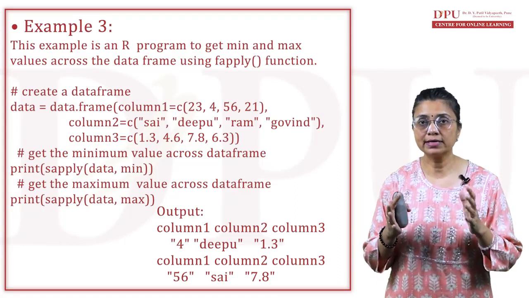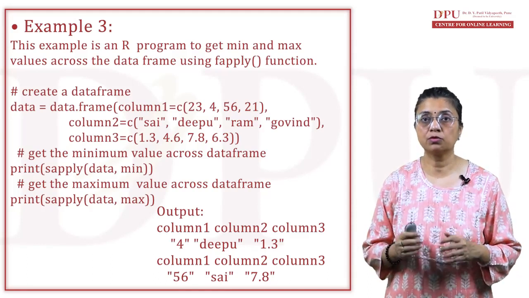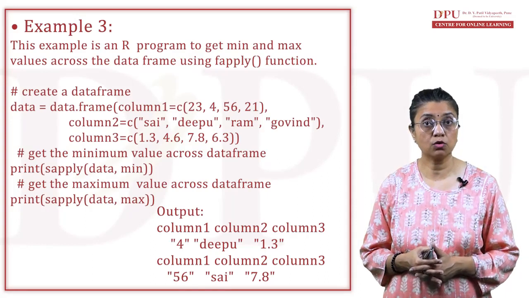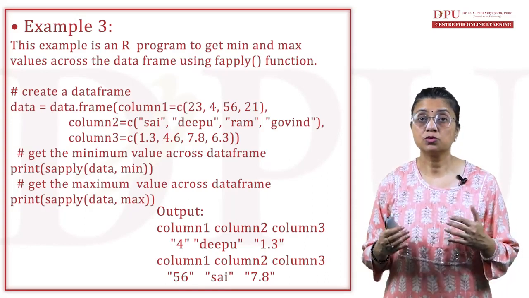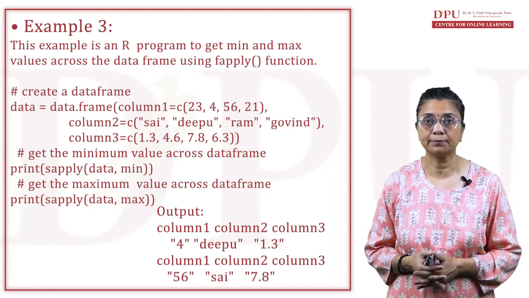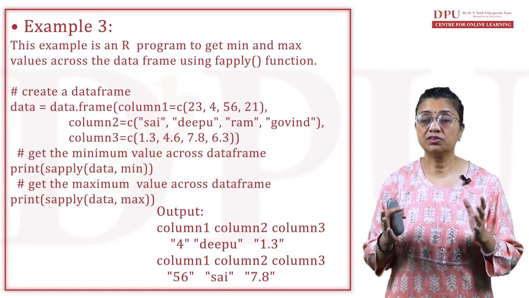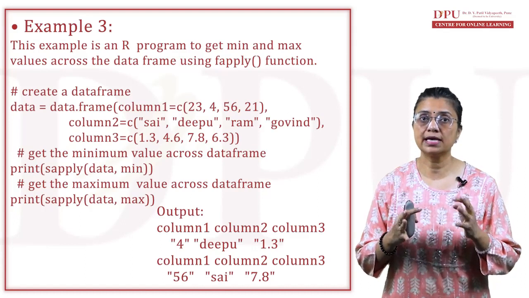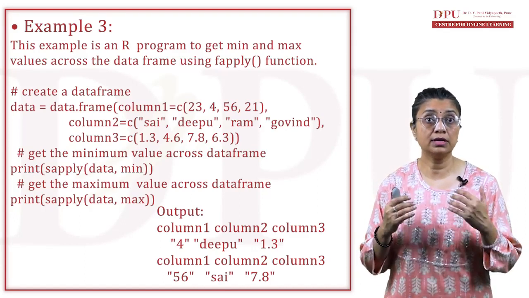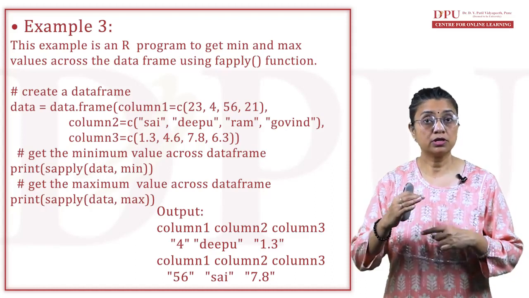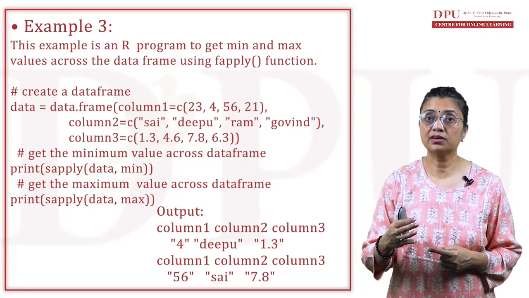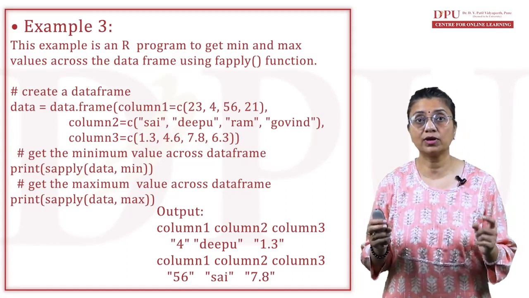I hope you all can see that 4 is enclosed in double quotes, Deepu is also enclosed in double quotes, and 1.3 is also enclosed in double quotes. So basically, the data is automatically converted into the character data type. That is the thing we have to understand: when we use the sapply function, we are creating a vector and not a list as an output. So the return data type over here is a vector. It is a vector return, and that is why it is a vector of characters.